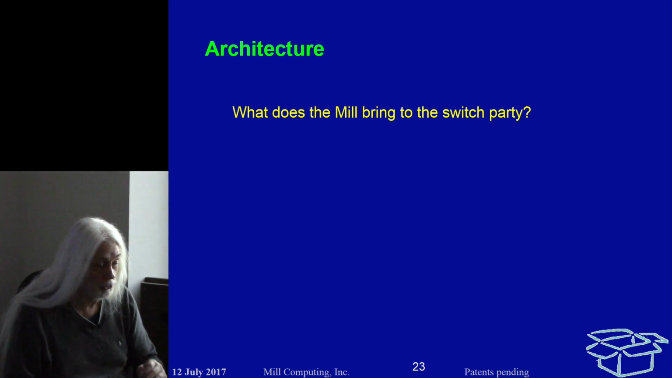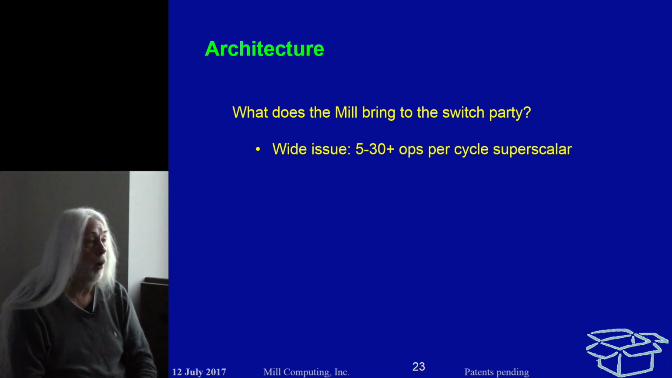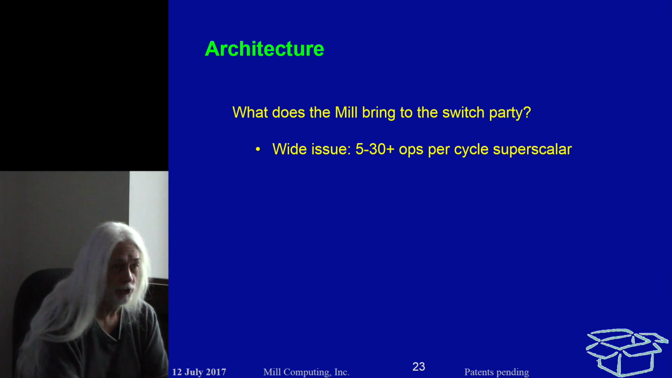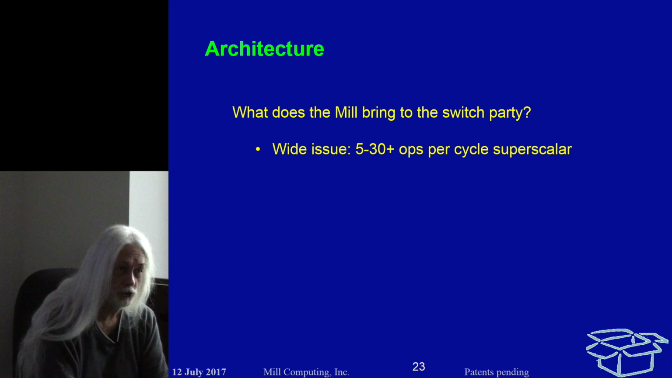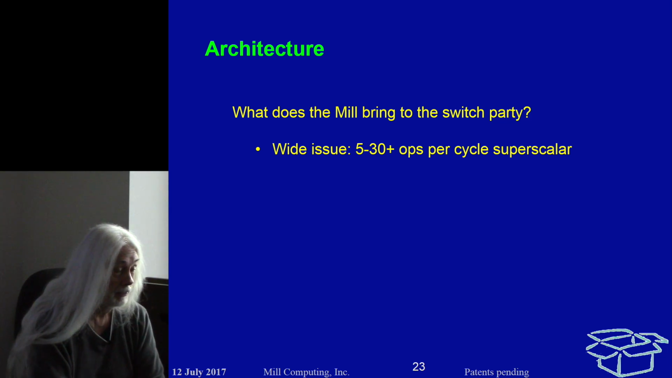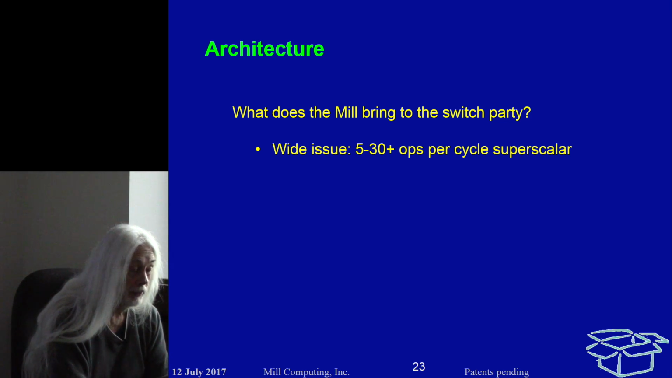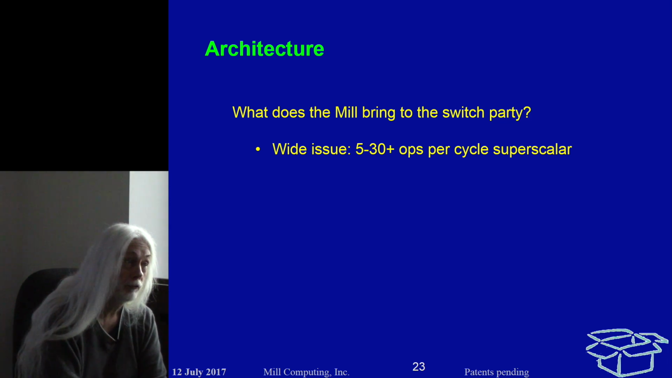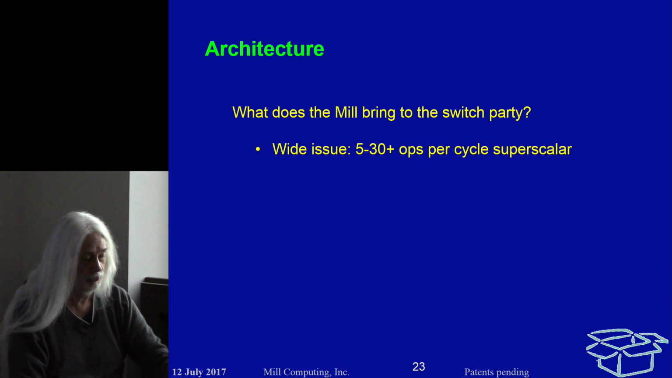Well, of course, this is a Mill talk, and so we talk about the Mill. What does the Mill bring to the switch party? To begin with, the Mill is a wide issue, statically scheduled, exposed pipeline machine. It is loosely related to VLIWs and the EPIC machine architecture that was used for the Itanium. It is not a VLIW, but it does share with both the VLIW and the Itanium the fact that it can issue many operations simultaneously. It's a family, and the number of operations it can issue simultaneously depends on which family member you have. These range from 5 operations every cycle up to more than 30 operations every cycle. These are independent operations. It is MIMD. This is not SIMD where you're doing the same thing on a vector. These are all independent, different things that you're dealing with.